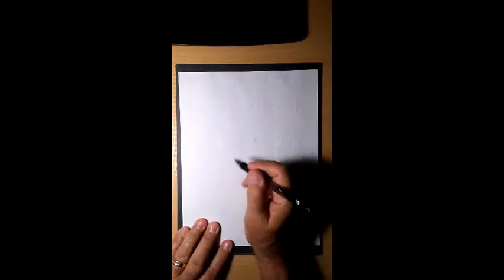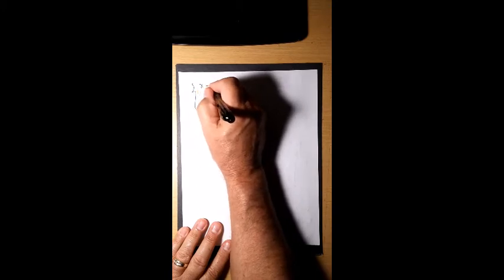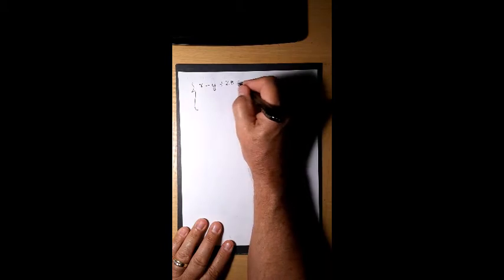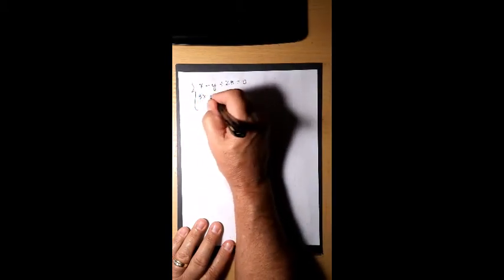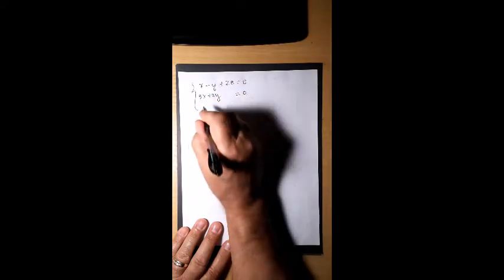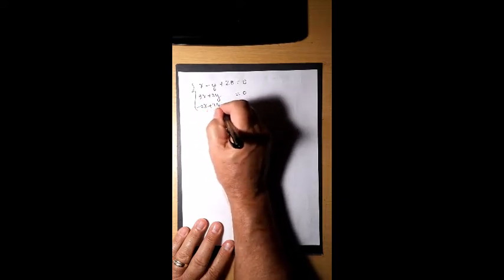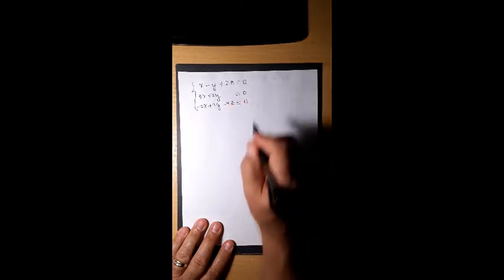Let's try a 3 by 3. x minus y plus 2z equals 0. 3x plus 2y equals 0. Negative 2x plus 2y minus 4z equals 0.